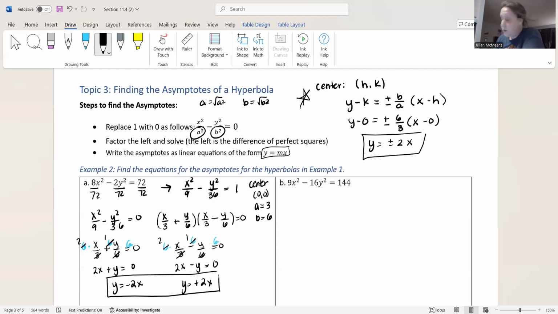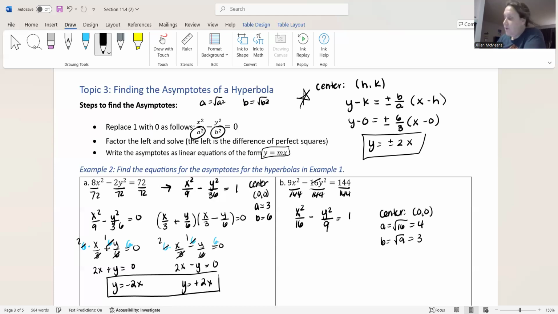Okay, so we're going to put this in standard form. So we're going to divide everything by 144. 9 goes into 144 16 times, so I get x squared over 16. 16 goes into 144 9 times, so I get minus y squared over 9 equals just 1, okay? So let's figure out what our center is. Well, in this case, our center is 0, 0. A is the square root of 16, which would just be 4. B is the square root of 9, which would be 3.